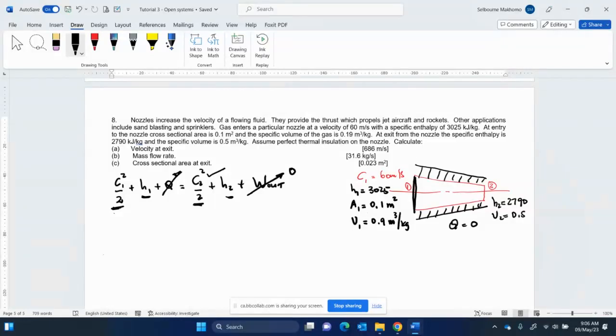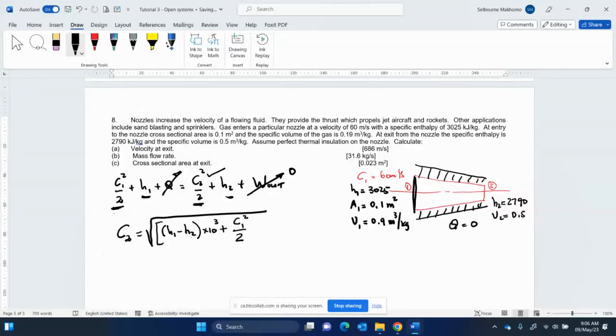Now, how do we do that? We say C2 is equal to the square root of bracket enthalpy at 1 minus enthalpy at 2 bracket multiplied by 10 to the power 3, plus C1 squared divided by 2. So the question is, why are we multiplying by 10 to the power 3? This time around, our answer must be in meters per second, not in kilometers. So we are going to convert this enthalpy, which is in kilo, to joules per kilogram.